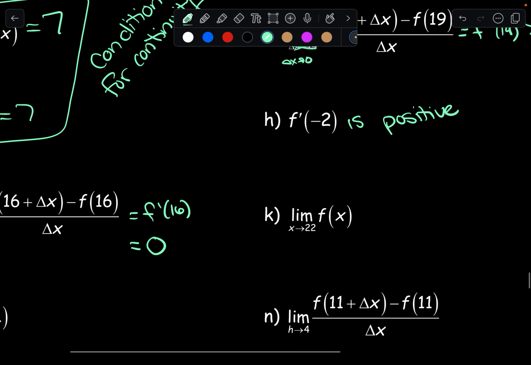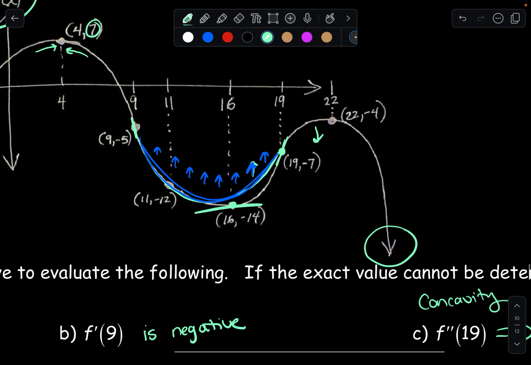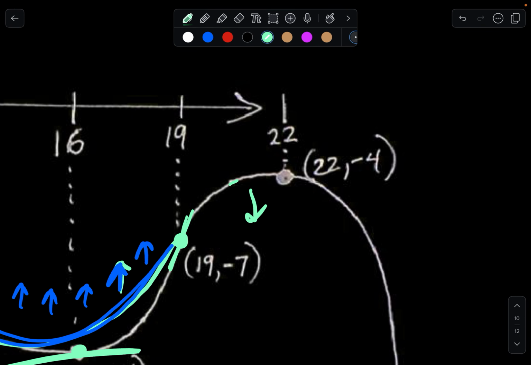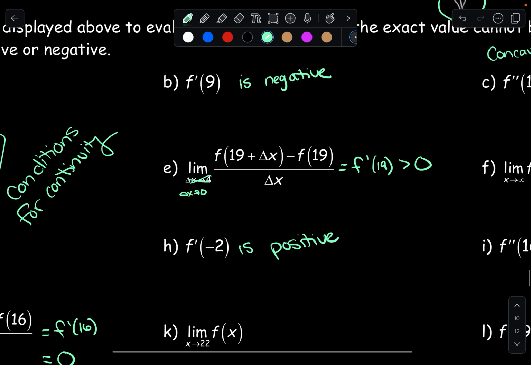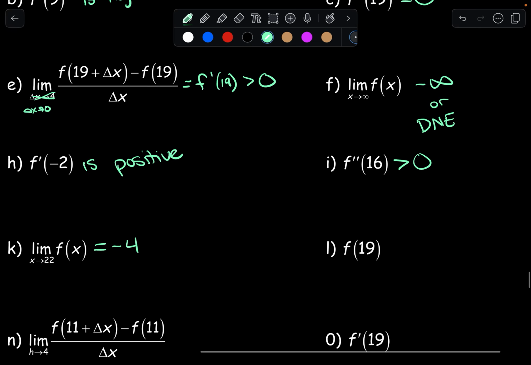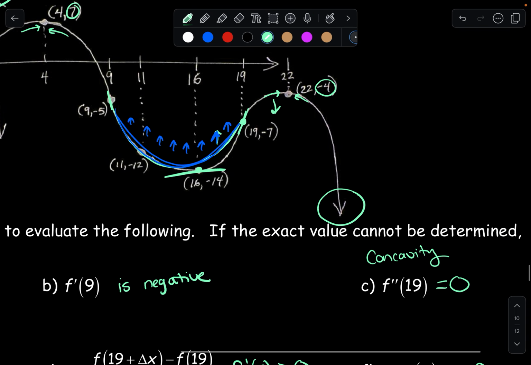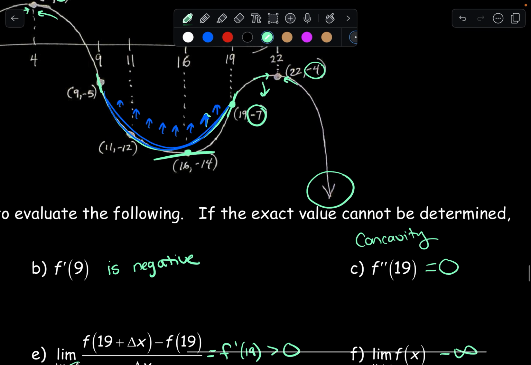K is going to be the limit as x approaches 22 for f of x. If we zoom in on 22, I can see that from the left and the right, we are approaching the y value of negative 4. So that means the limit as x approaches 22 for f of x is negative 4. L, f of 19, it's just asking for the output. And at 19, the output is going to be negative 7.